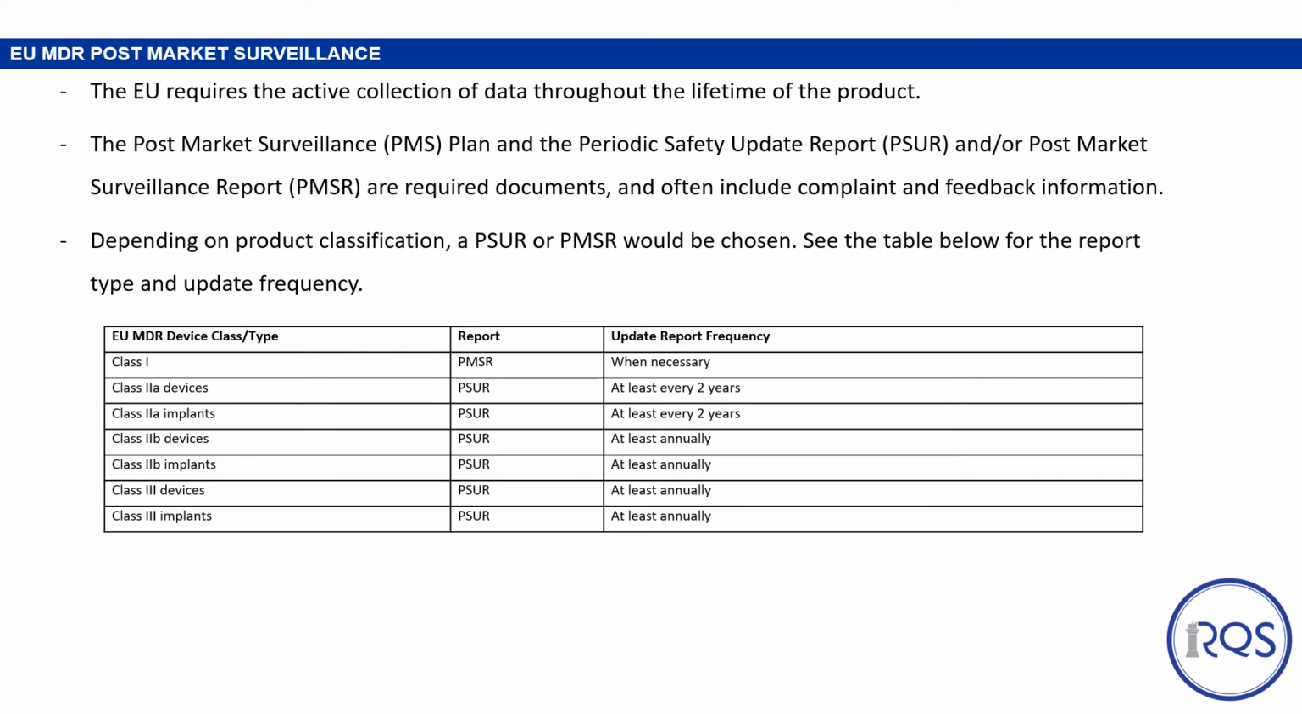For Class 1 devices, a PMSR would be chosen and would be updated when necessary. For Class 2A devices, a PSUR would be chosen and would be updated at least every 2 years. For Class 2B and Class 3 devices, a PSUR would be chosen and the updates would be required annually. As mentioned in the Risk Management module, for EU classification, Class 1 devices are considered low risk, Class 2A devices are medium risk, Class 2B devices are medium to high risk, and Class 3 devices are high risk.